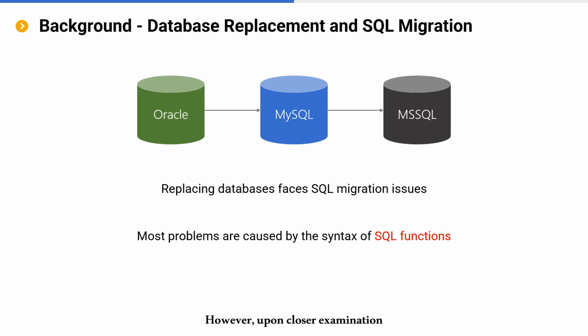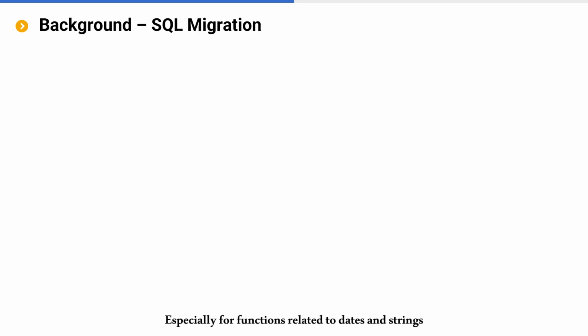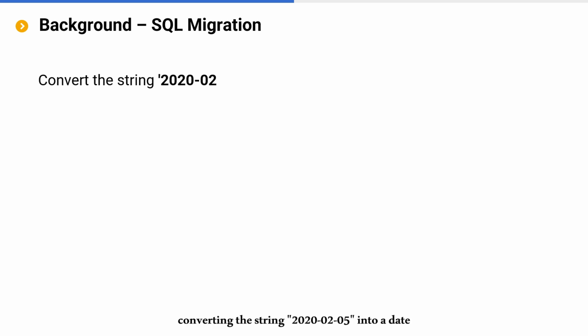However, upon closer examination, it becomes clear that most issues stem from differences in the syntax of SQL functions. Especially for functions related to dates and strings, there is no standard in the industry, and each database has its own approach. For example, converting the string 2022-5 into a date, different databases have different expressions for this.